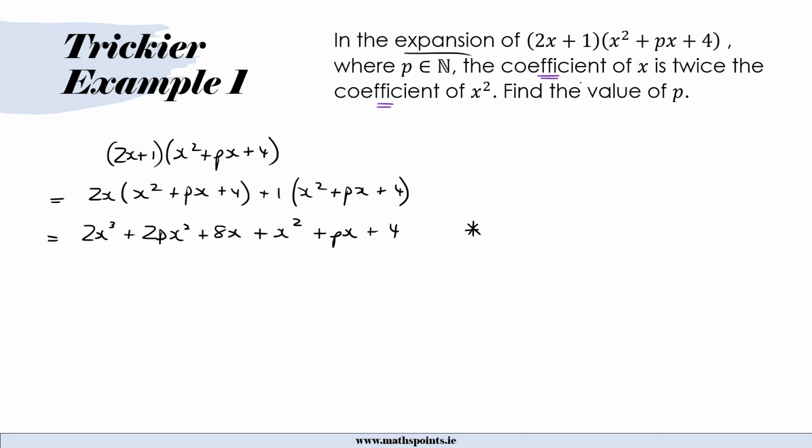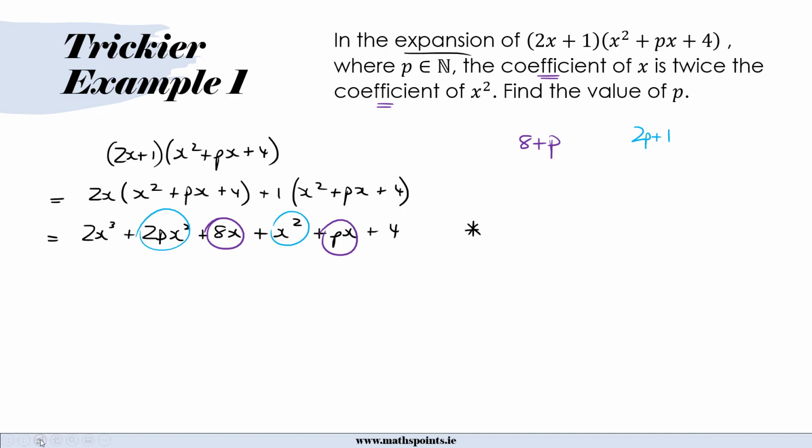This question says that the coefficient of x, now there's two x's here, I'm going to circle them like this, and so the coefficient of the x parts are 8 plus p. So there's 8x and there's another px, and so the coefficient is 8 plus p. The coefficient of x squared then is 2p, and we can't see the number in front of the x squared, but it's a 1, so 2p plus 1.